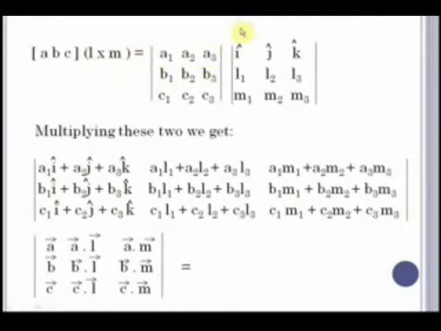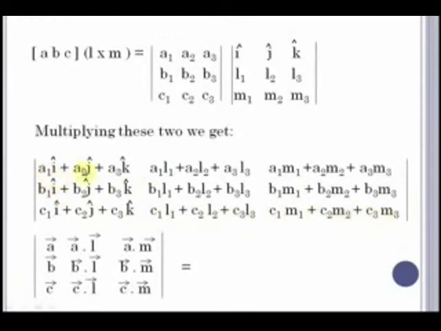Now when we multiply these two determinants, we get the elements as A1 i cap plus A2 j cap plus A3 k cap, A1 L1 plus A2 L2 plus A3 L3, A1 M1 plus A2 M2 plus A3 M3. Similarly, the second row elements are B1 i cap plus B2 j cap plus B3 k cap, B1 L1 plus B2 L2 plus B3 L3, and B1 M1 plus B2 M2 plus B3 M3. Similarly, the third row elements become C1 i cap plus C2 j cap plus C3 k cap, C1 L1 plus C2 L2 plus C3 L3, C1 M1 plus C2 M2 plus C3 M3.